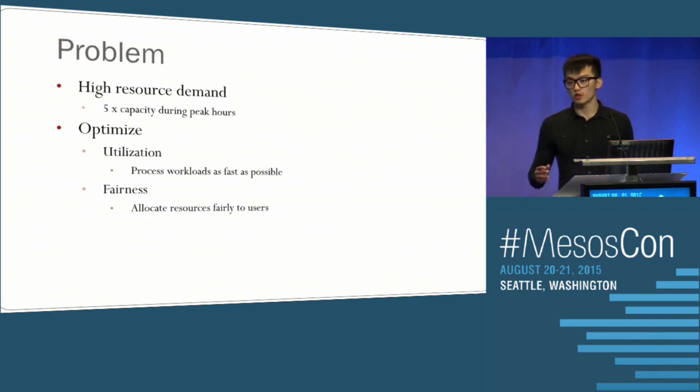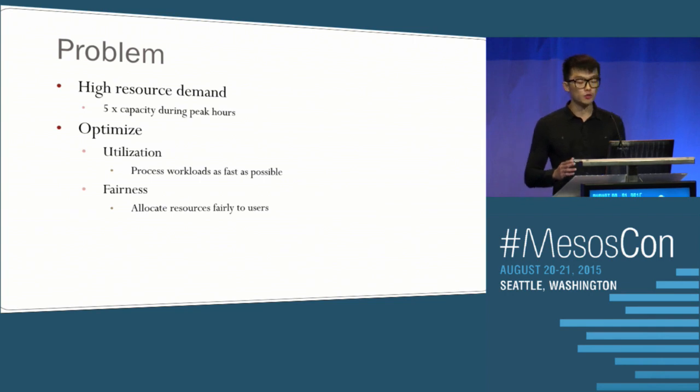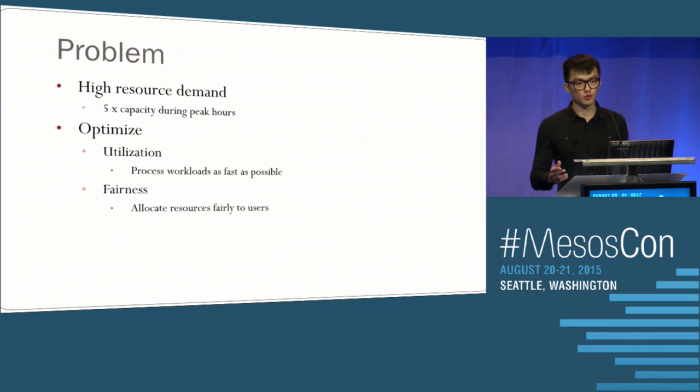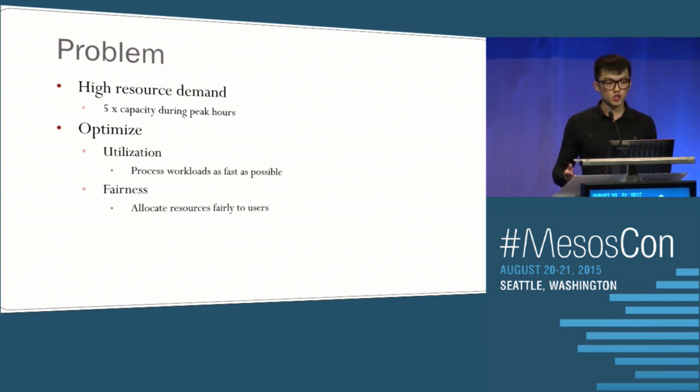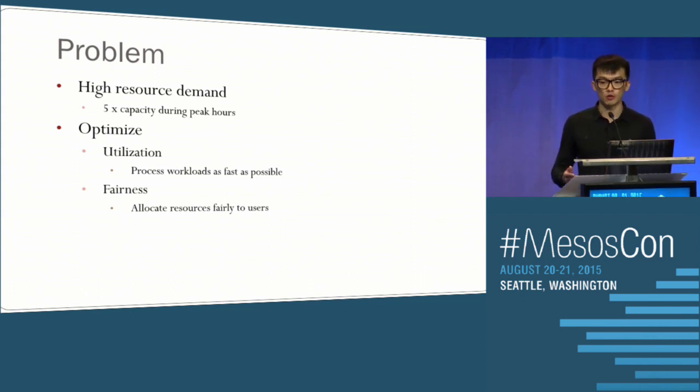So given the mixture of those two types of workload, Cook really faces a very high resource demand. At peak hours during the business day, the requests we receive might require more than five times the total capacity of the cluster. So given such demand, we're really trying to optimize for two things here. The first is, of course, utilization. Because we have so much demand, we want to utilize the cluster as much as possible. We want to run those workloads as fast as possible.